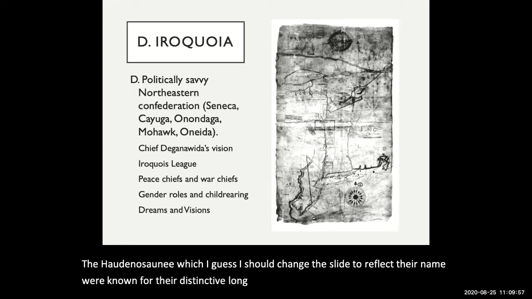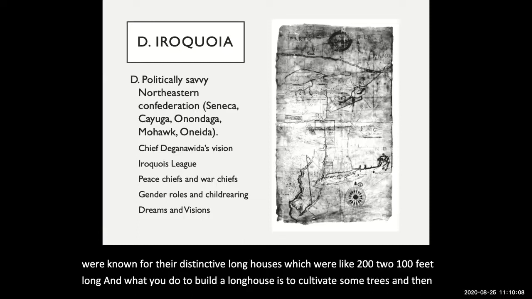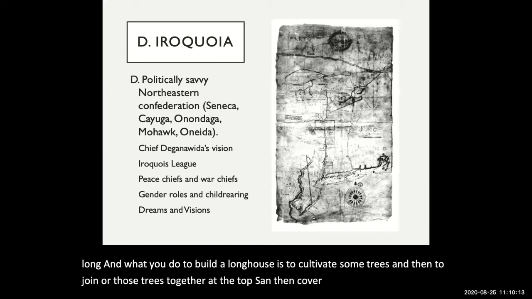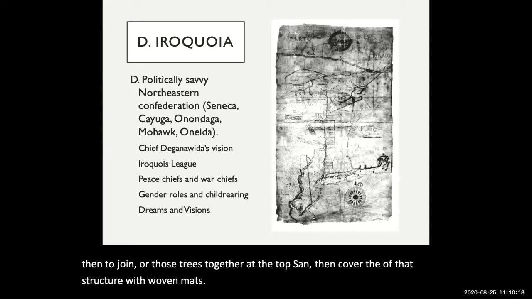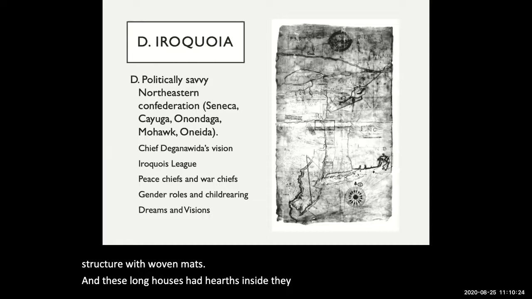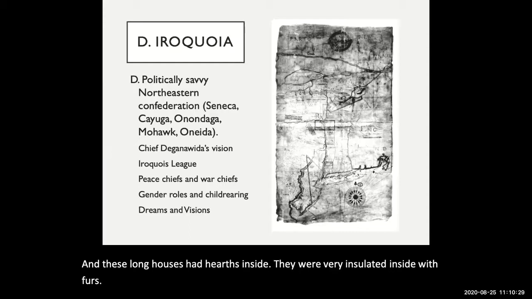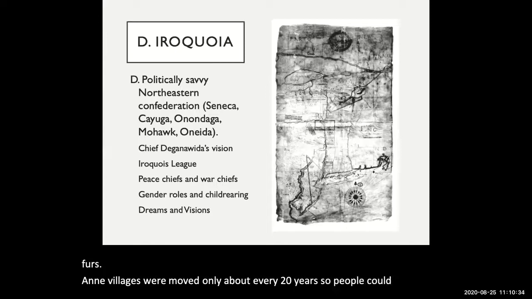200 feet long. And what you do to build a longhouse is to cultivate some trees and then to join or lash those trees together at the tops and then cover the outside of that structure with woven mats. And these longhouses had hearths inside. They were very insulated inside with furs. And villages were moved only about every 20 years so people could build for permanence.